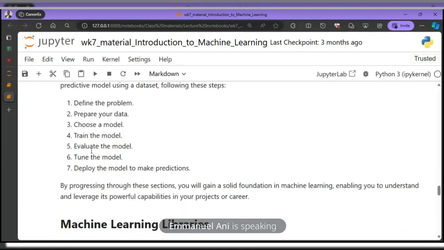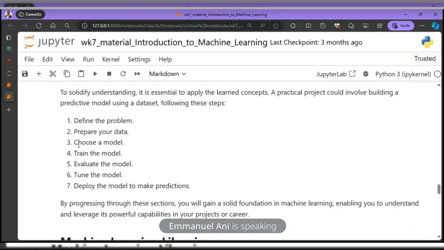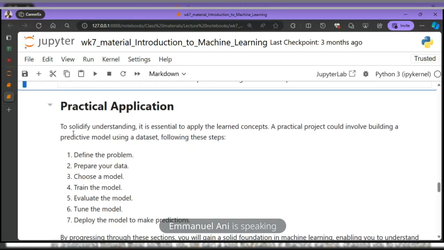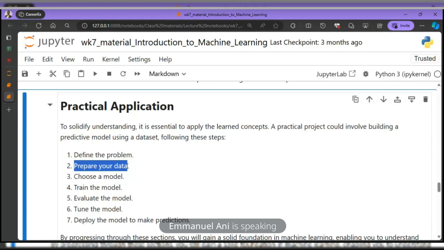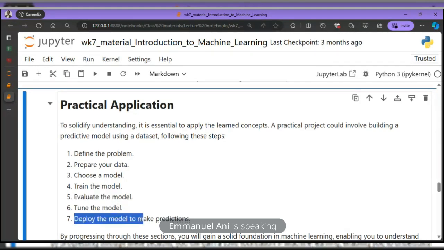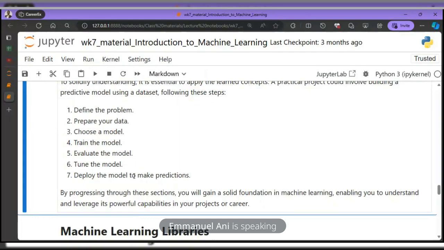This is what I explained earlier on, right? The machine learning process. All right. So you define the problem, prepare your data, choose a model. Preparing data is also something known as pre-processing. Choose your model, train your model, evaluate and tune your model. These two usually go hand in hand, and then deploy your model, right? So that is it for that.